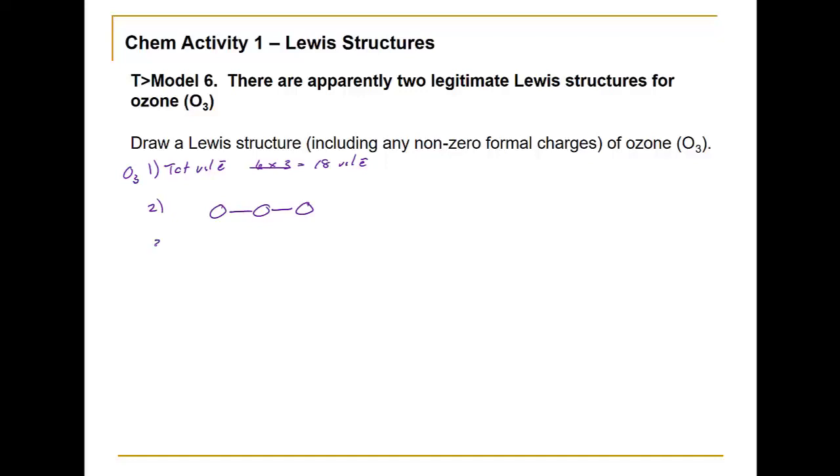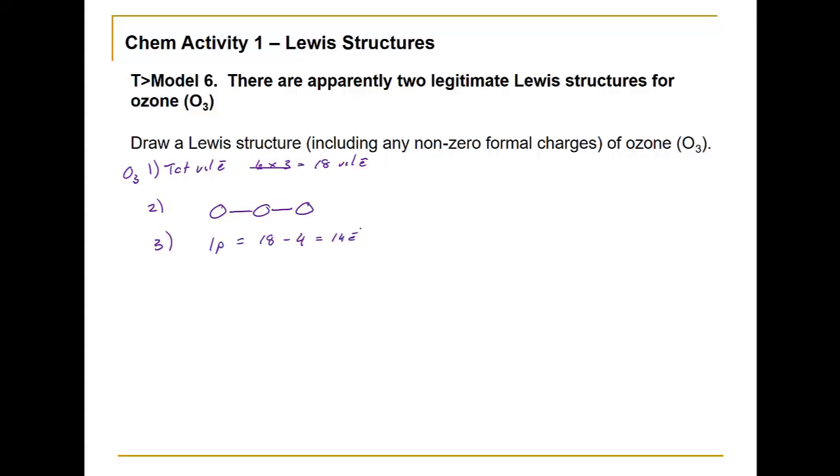Step 3, I consider the number of lone pairs. So lone pairs will be the 18 valence electrons minus the number of electrons that are involved in the bonding pairs. I can see that I've got 1 bonding pair, 2 bonding pairs, so that's a total of 4 electrons. Therefore this would equal 14 electrons.